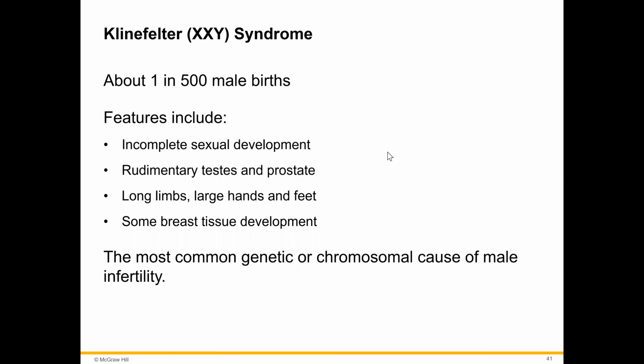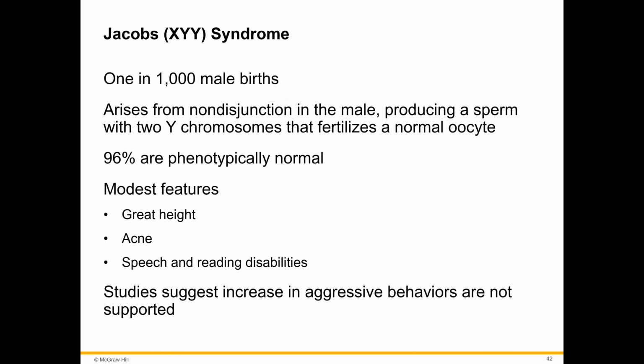So that's a trisomy. We have an extra X chromosome. Jacob syndrome, XYY. You see here, one extra Y chromosome. 1 in 1,000 male births arises from non-disjunction in a male, producing a sperm with 2 Y chromosomes that fertilizes a normal oocyte. 96% are phenotypically normal.